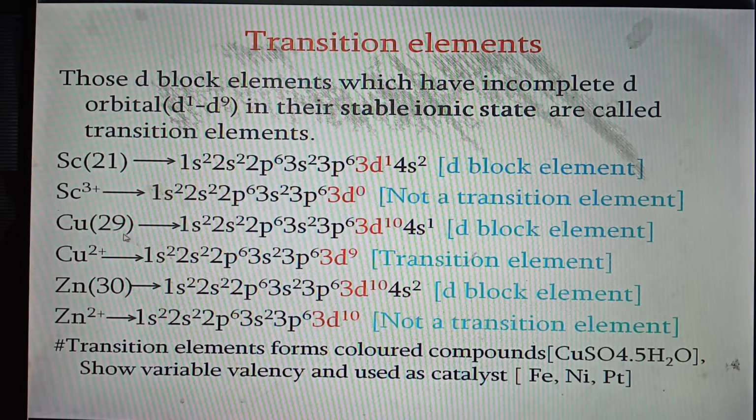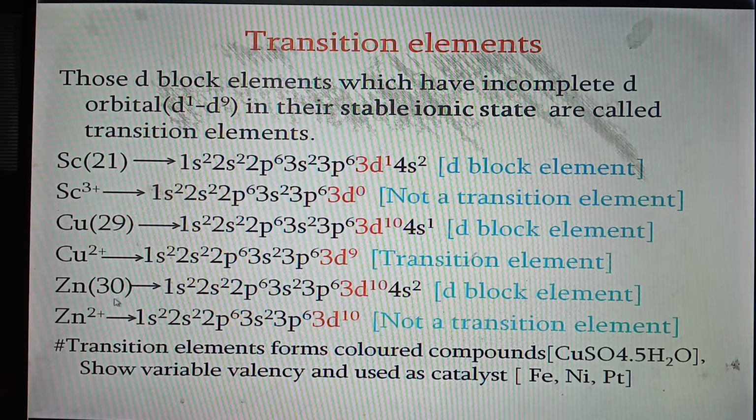Let us think about copper. The electronic configuration is given here. The last electron enters into the d orbital, so it's a d block element. But the stable ionic configuration of copper is Cu2+. This is the stable ion of copper. It is showing 9 electrons in the d orbital. Since it is showing 9 electrons in the d orbital, the d orbital is incomplete in the ionic state. Since the d orbital is incomplete in the ionic state, copper is a transition element as well as a d block element.